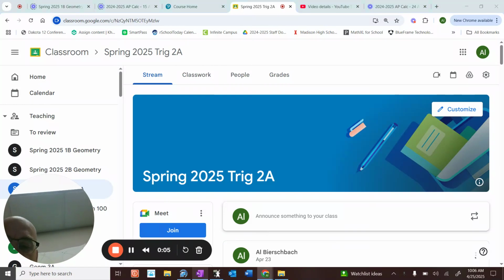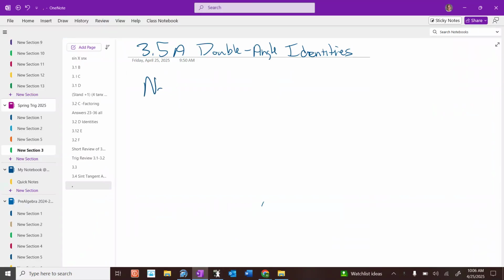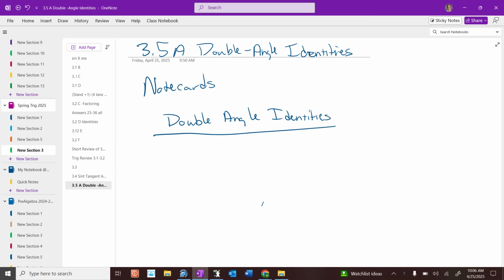All right. So on your note card, you'll write a section called double angle identities. And you'll write the sine of 2x equals 2 sine of x cosine of x.